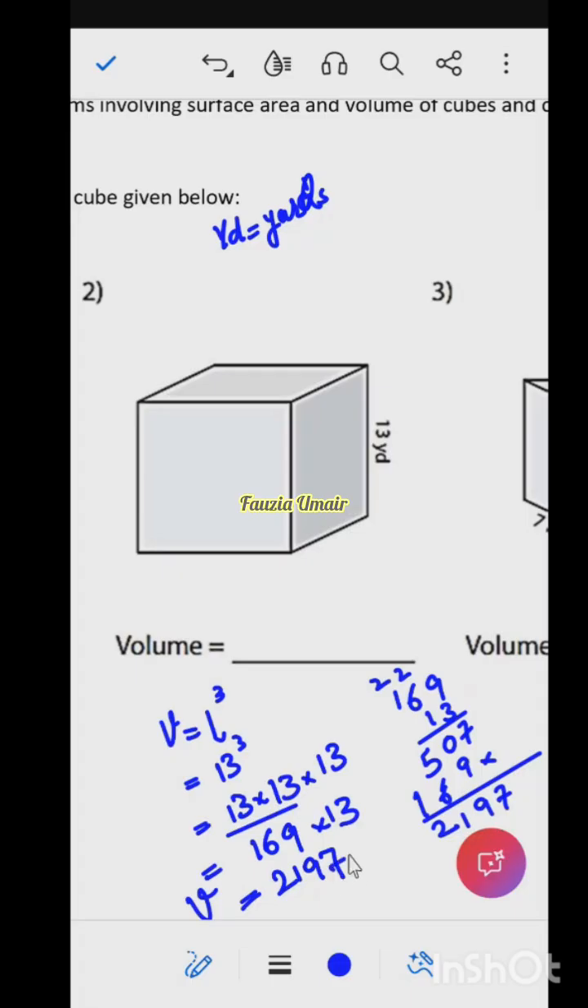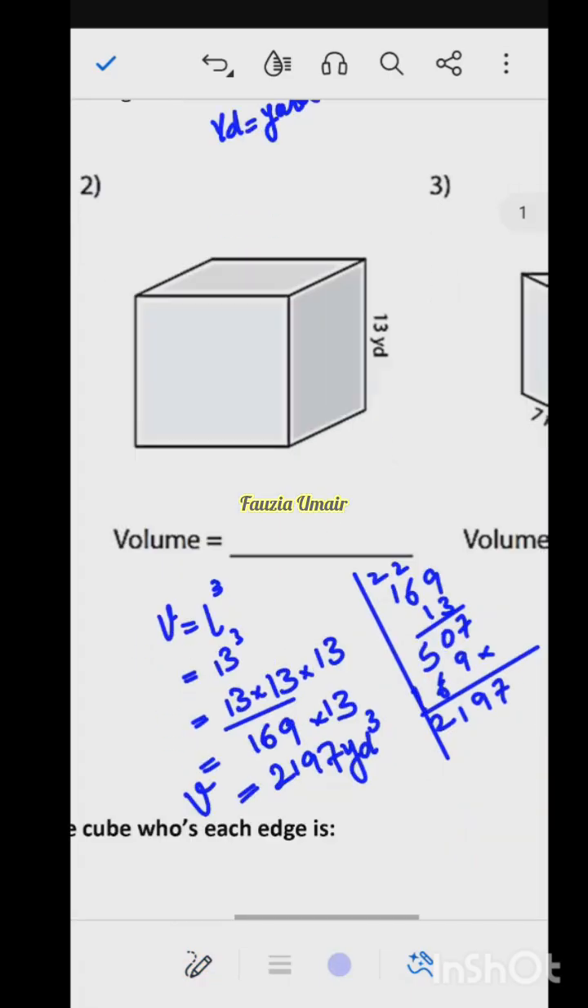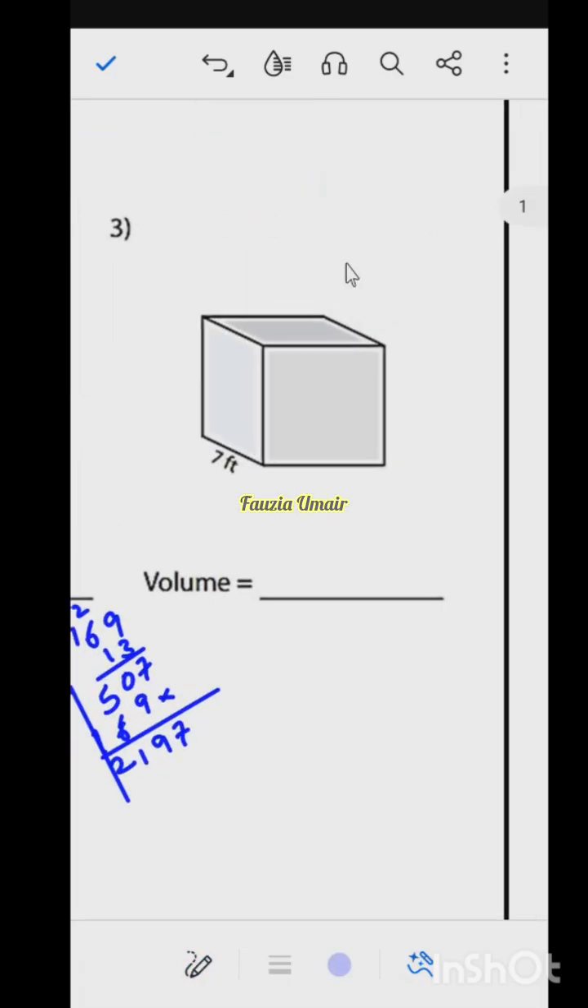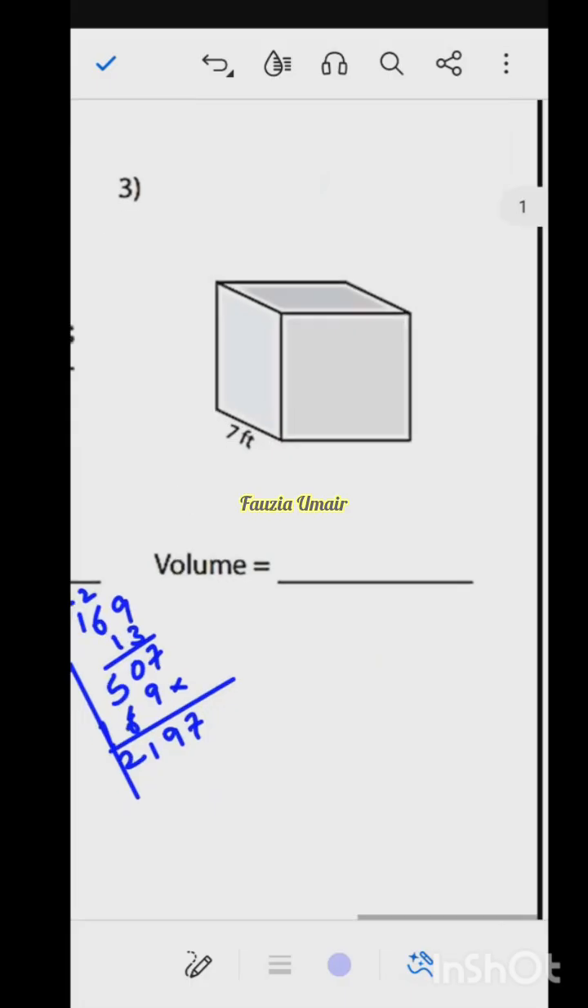What will be the unit? Yards cube. Yard की power 3. Volume की जो unit है, that is always cubic unit, right? So now let's look at this one. Can you solve it on your own, Abrish?